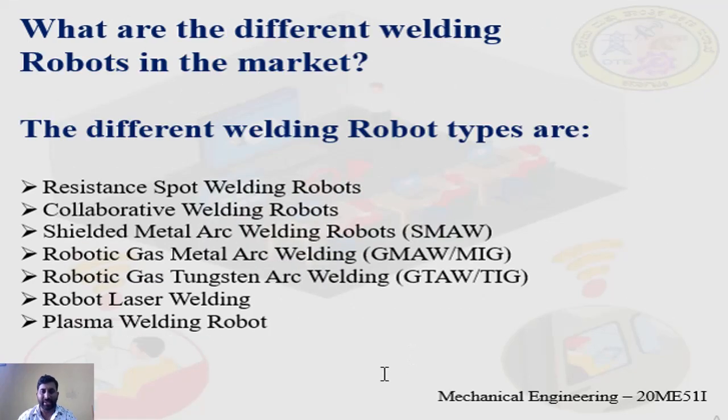Next slide, we will discuss what the different welding robots in the market are. The different welding robot types are: first one, resistance spot welding robots, collaborative welding robots, shielded metal arc welding robots, robotic gas metal arc welding, robotic gas tungsten arc welding, robot laser welding, plasma welding. We will discuss one by one what these types of welding are.